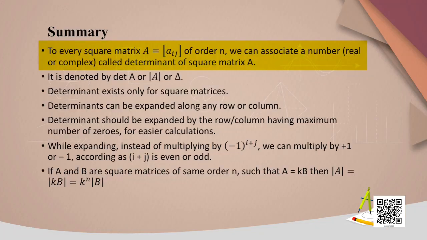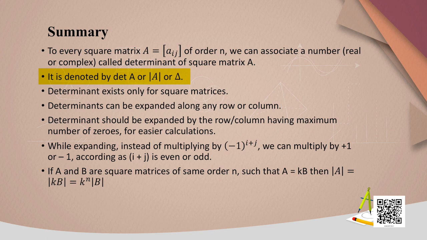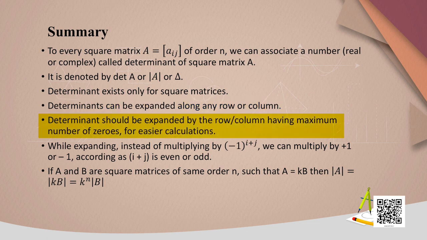To every square matrix A, we can associate a number which may be real or complex, which is called determinant of the square matrix A. This is denoted by determinant A or this symbol or this symbol. Determinant exists only for square matrices. Determinant can be expanded along any row or any column. Determinant should be expanded by the row or column having maximum number of zeros so that your calculations become easy.